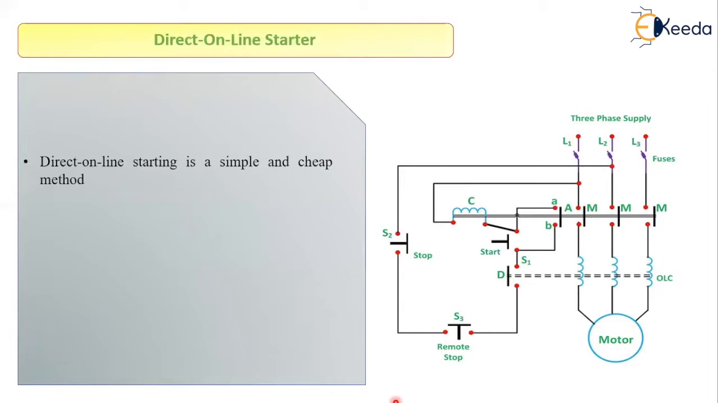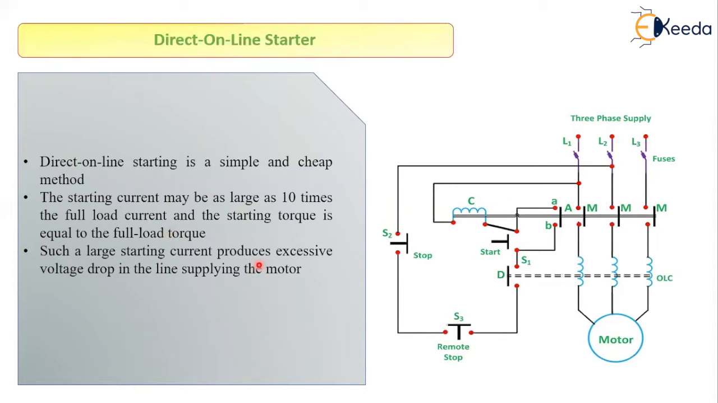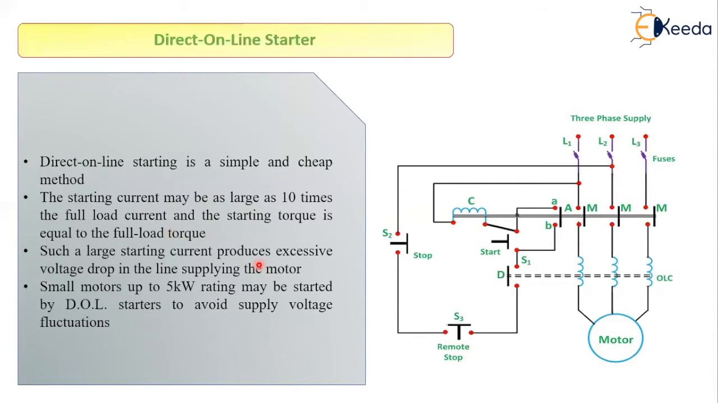So what are the advantages of the direct online starter? First of all, it is a very simple and cheap method. Also, we know that the starting current can be as large as 10 times the full load current. Also, the starting torque is equal to the full load torque. So if such a high value of current as well as high value of load torque is supplied to the motor, the windings will get damaged. Such a large starting current will produce excessive voltage drop in the line supplying the motor.